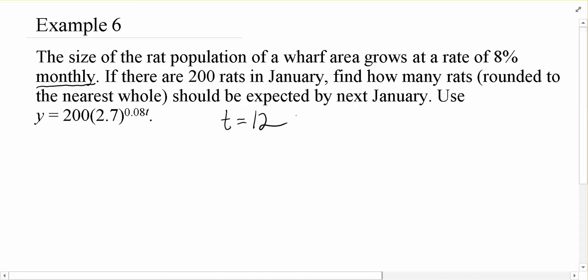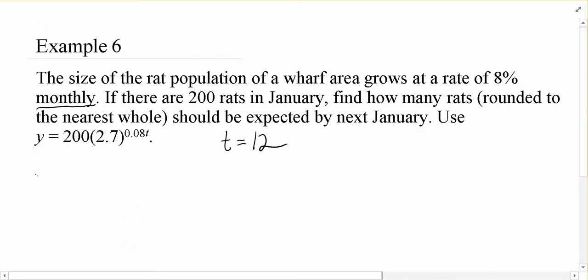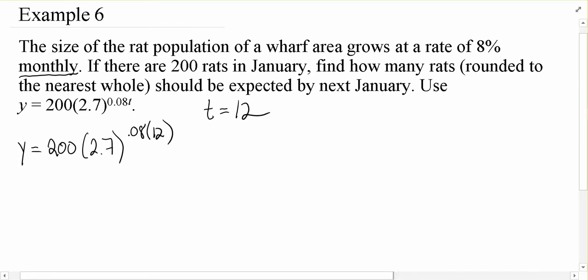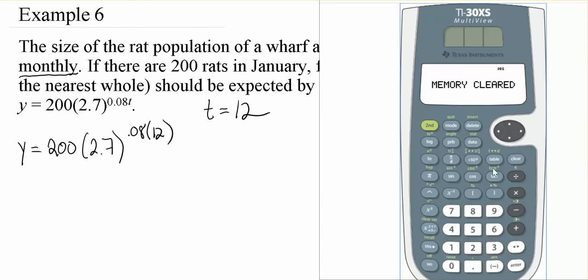And so really this is as simple as saying y equals 200 times 2.7 to the power of 0.08 times 12. Notice that the right-hand side is all numbers. There's nothing to solve. It's just plug this into the calculator. Like I was saying, these really are going to be some of the easiest word problems that we ever deal with. So let me go ahead and get our calculator out, and let's take a look.